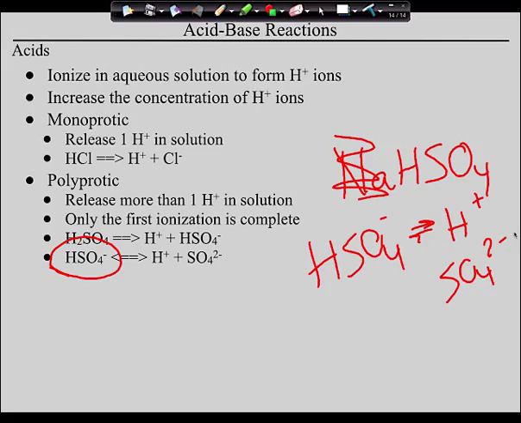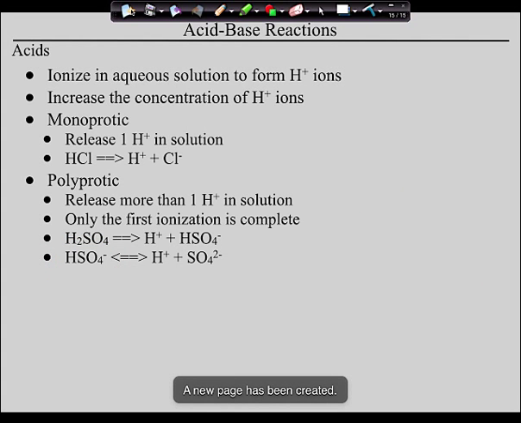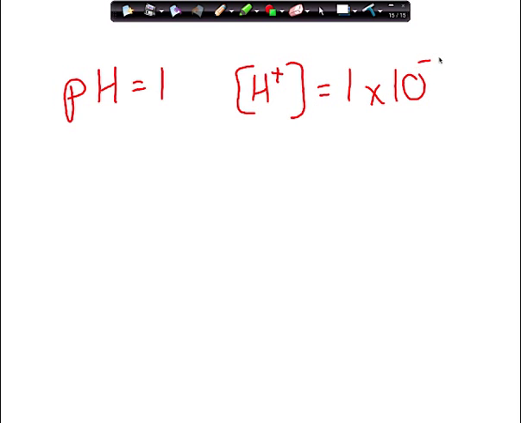So pH is the amount of hydrogen ion. But remember that it's an inverse scale because it's the negative log. So for example, and guys, let's do a pH review really quickly. The idea is this. If you have a pH of 1, that means that the hydrogen ion concentration is 1 times 10 to the negative first, which is 0.1. That's molar. So the pH is this number.